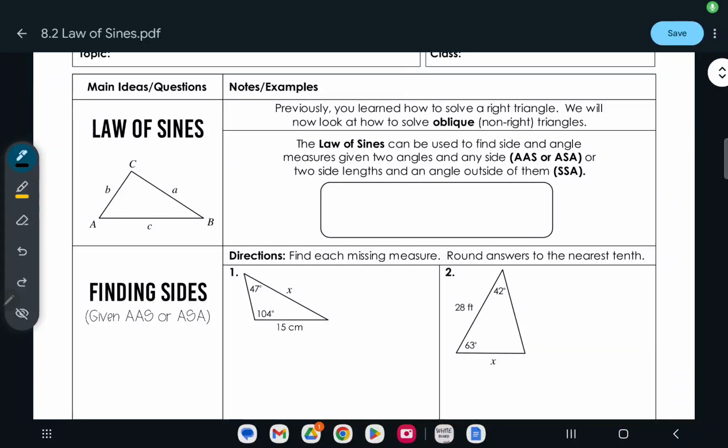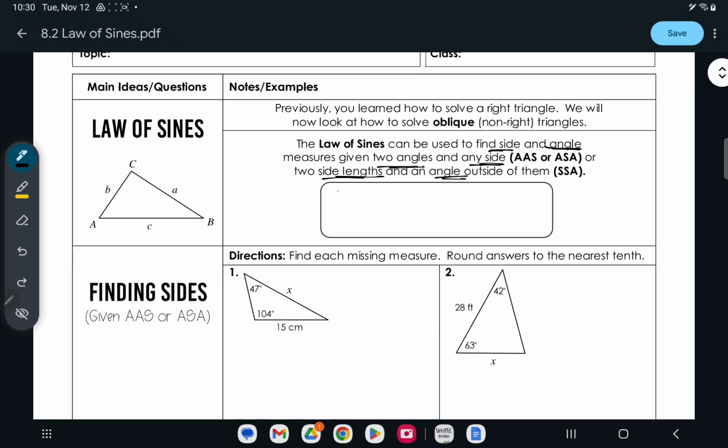All right. So we're going to look at something called the law of sines. We had solved right triangles before. The law of sines is going to help us if we don't have a right triangle. We can use it to find sides and angles if we are given two angles and any side, or two sides and an angle.